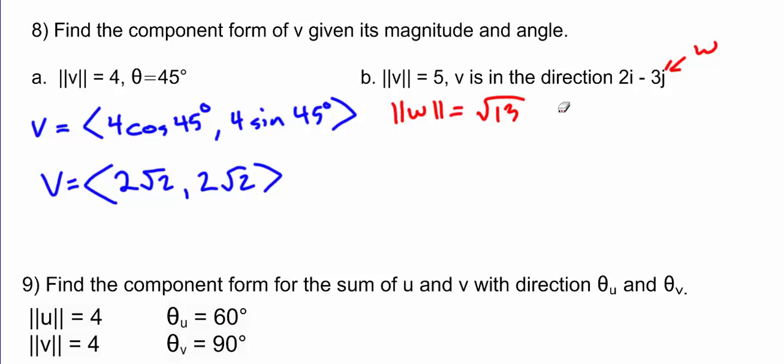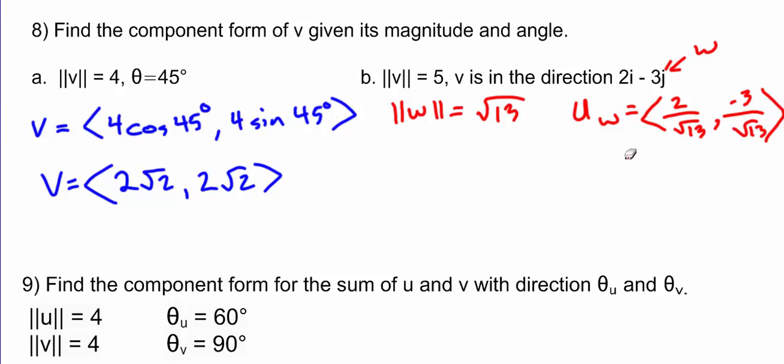And then what I'm going to do is find the unit vector for W. I'm going to call that U sub W. You can call it whatever you want, but that's the notation I'm going to use here. And I'm basically just going to do 2 over the square root of 13. So I'm taking the x value and dividing by the magnitude. And then I'm going to take the y value and divide by the magnitude as well. So that's my unit vector.